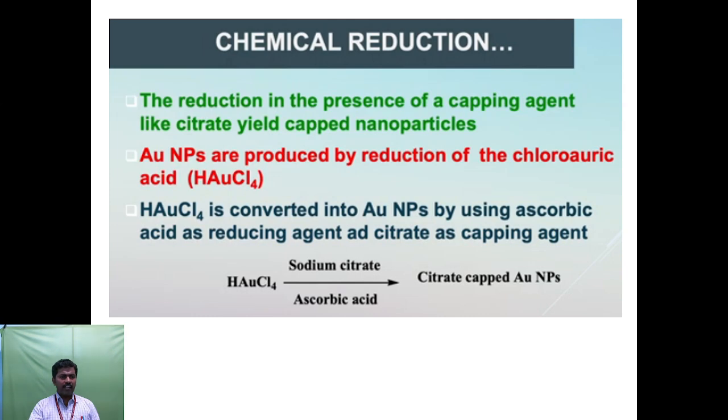Next, chemical reduction in the presence of a capping agent like citrate yields capped nanoparticles. Gold nanoparticles are produced by reduction of chloroauric acid. Chloroauric acid is converted to gold nanoparticles using ascorbic acid as a reducing agent and citrate as a capping agent. The sodium citrate and ascorbic acid are mainly involved in deciding the size of the nanoparticle. It prevents the aggregation of molecules.